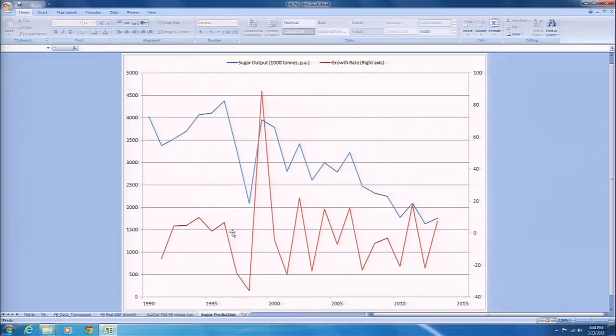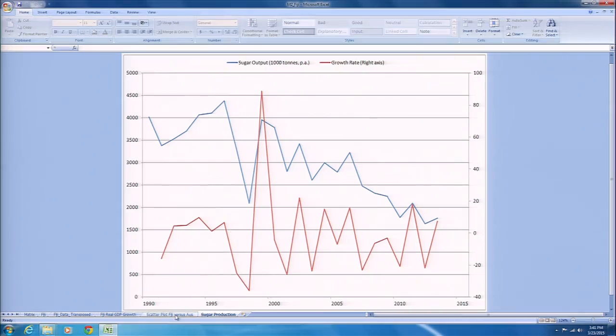Likewise, when it comes to sugar production, once again, what's interesting here is that in the case of Fiji, sugar production is on the downswing. You can see it started off at around 4 million tonnes per annum, and it's moved its way down to almost half that by 2014. And again, the growth rate is rather volatile with some significant spikes, as evident in the red time series.